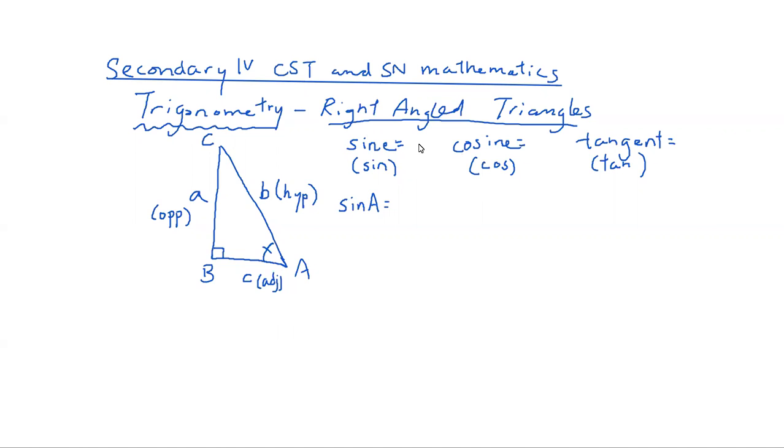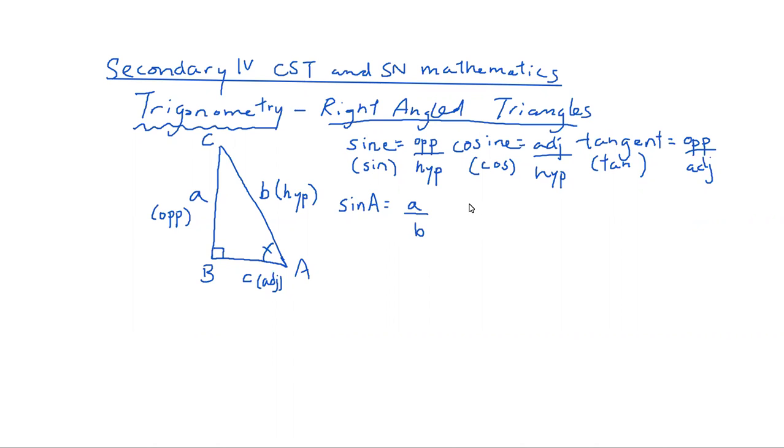So sine represents the opposite side divided by the hypotenuse. Cosine represents the adjacent divided by the hypotenuse. And tangent represents opposite divided by adjacent. So that being said, we're now going to use our letters that we've labeled to write out the relationship for sine A specifically. So for sine A, we know it's opposite over hypotenuse, which means that we have A divided by B.